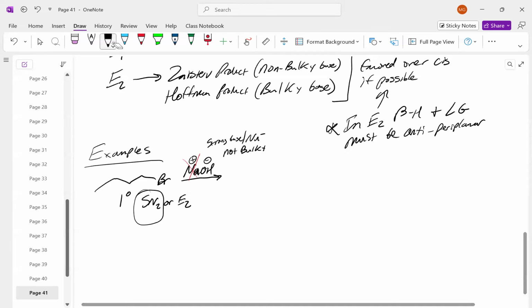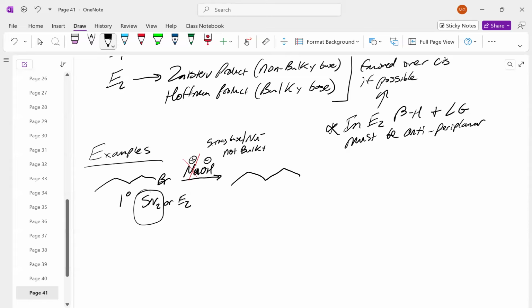Now that does not mean we won't get any E2. Chances are if we go into the lab and do this reaction, we'll probably get a lot of SN2 product, but we might get a little bit of E2. But most of the time, and especially on your exam, I'm probably just going to be asking you for the major product. So that's the only one we're going to draw. We're going to substitute the bromine for the hydroxide because this undergoes an SN2 mechanism.